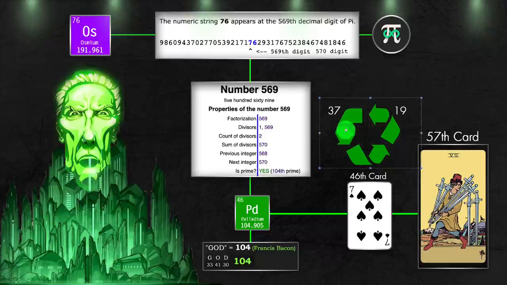Of course, this logo, I broke this down. The original logo was made of green. Why was it made of green? It's tied to the Wizard of Oz. And even in the Francis Bacon, the capitalization of the G-O-D, there's the 104. This is undeniable right here to me, with all these layers.